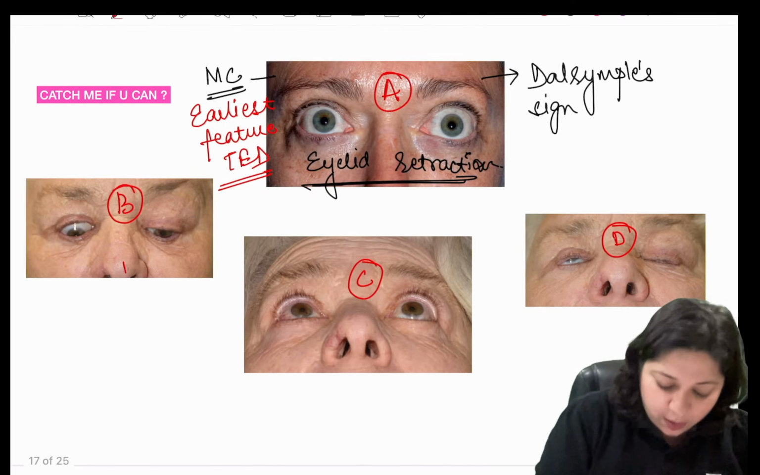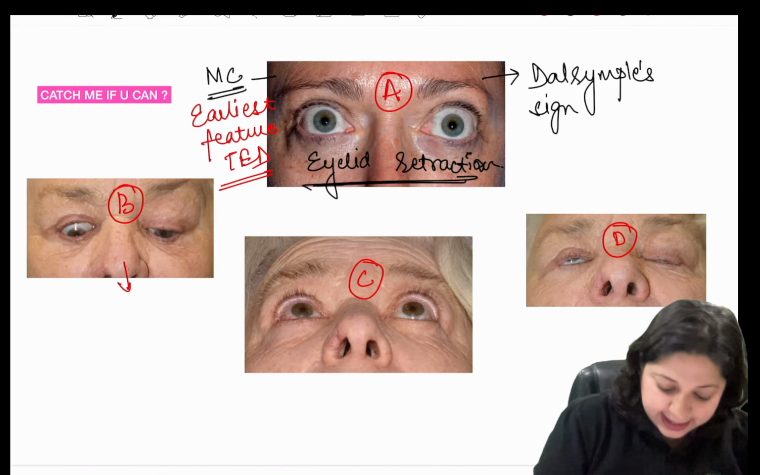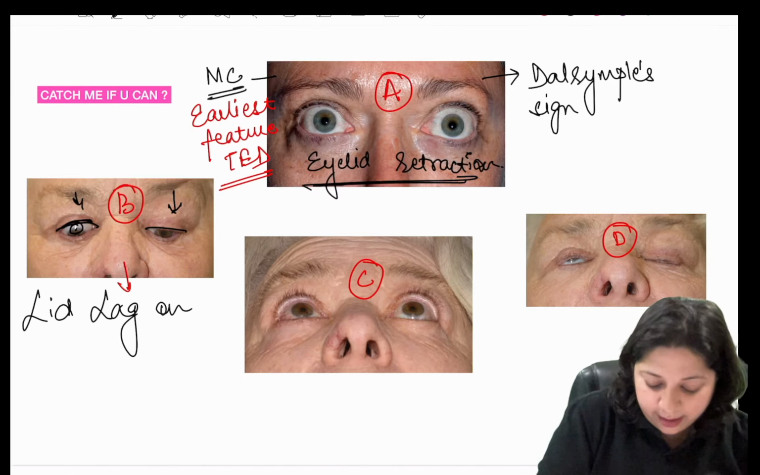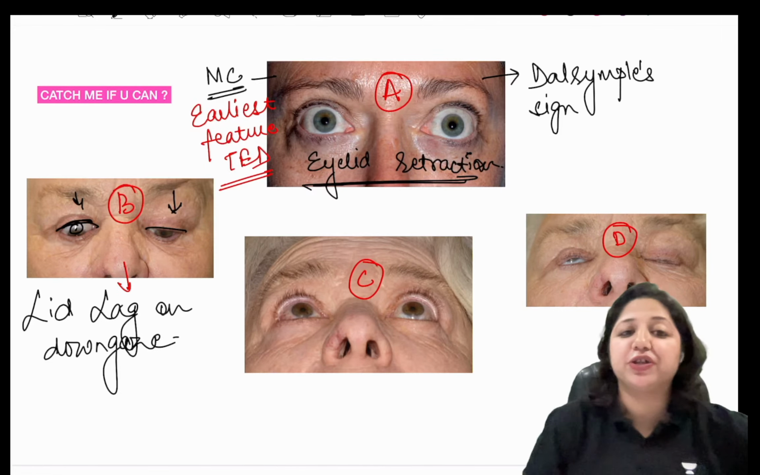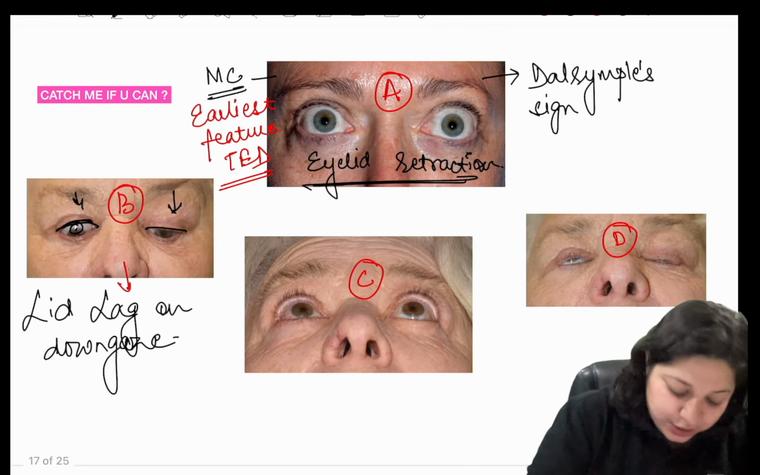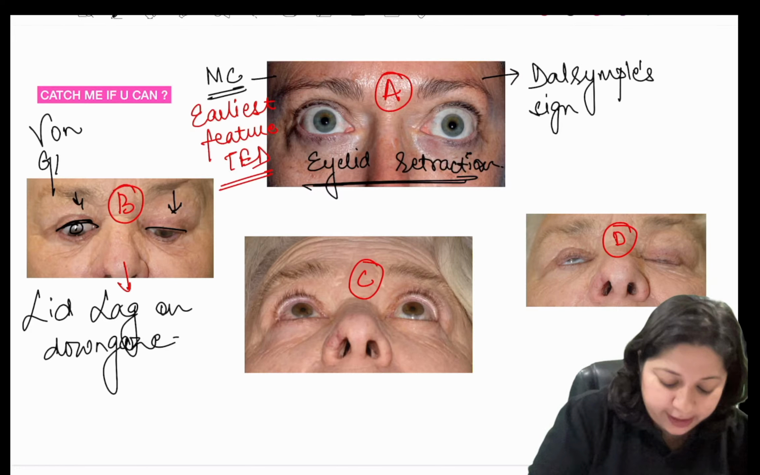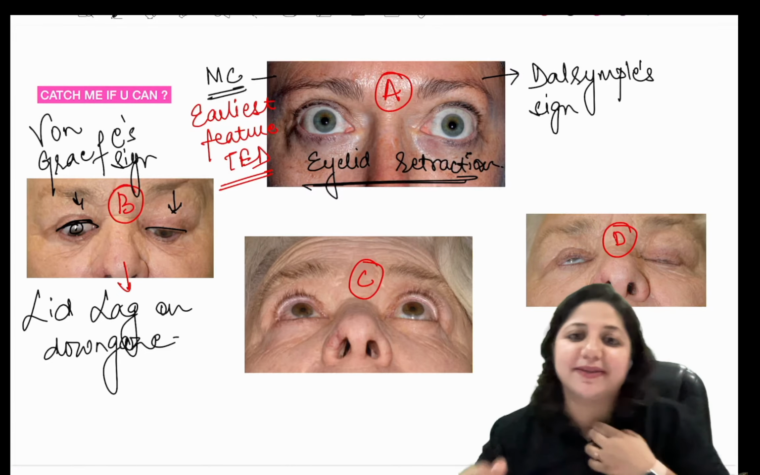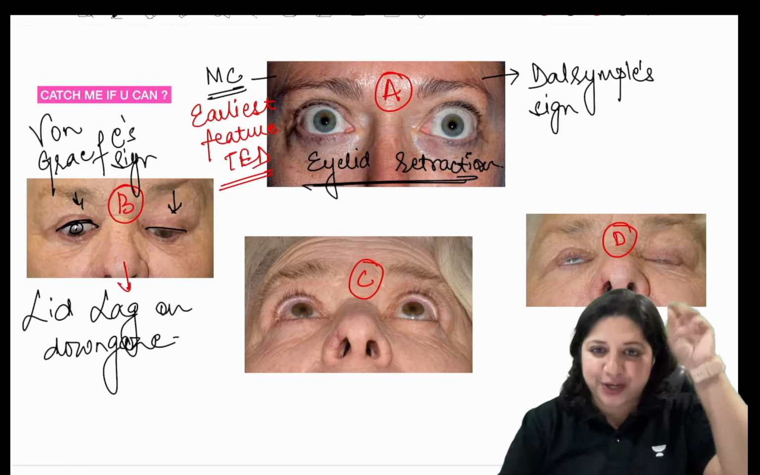The second that we get is, what do we see here? You see the patient is trying to look down. Here it is going, but there is a lid lag. You can see the sclera in between. So this is lid lag on down gaze. And we did yesterday about an aberrant regeneration, but this is the true sign. So this is von Graefe's sign. Remember, we did a pseudo von Graefe's and the third nerve aberrant regeneration, right?